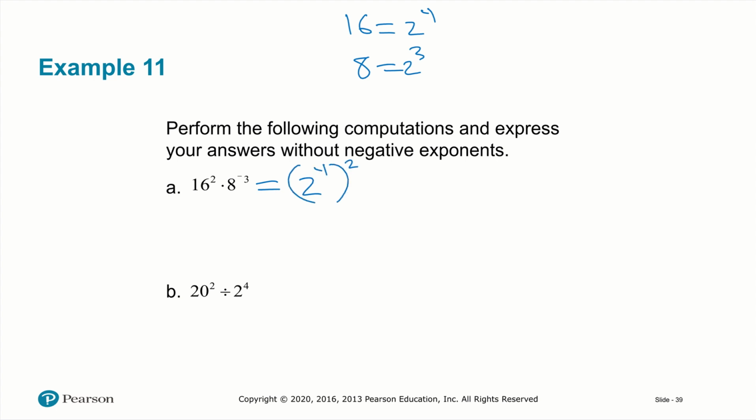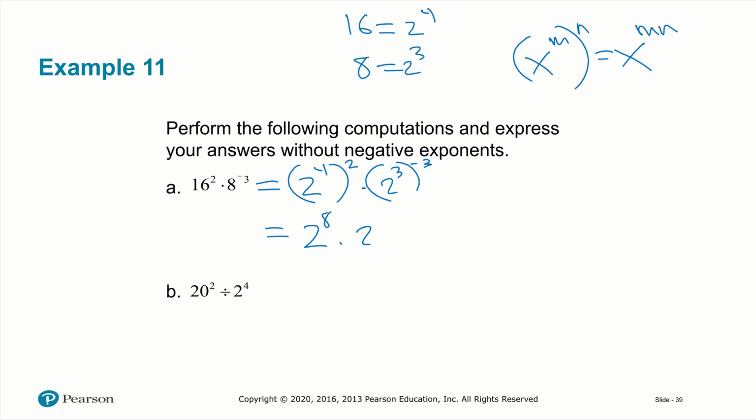Don't forget you have to square. And then replace the 8 with 2 cubed. Don't forget you have to raise to the power of -3. Now applying my power rule, which says x to the m to the n equals x to the mn, we get 2 to the power of what? 8 times 2 to the power of, what's 3 times -3? That's -9.